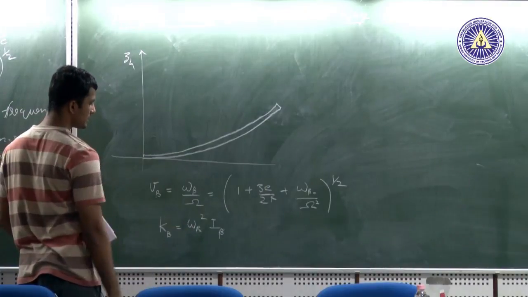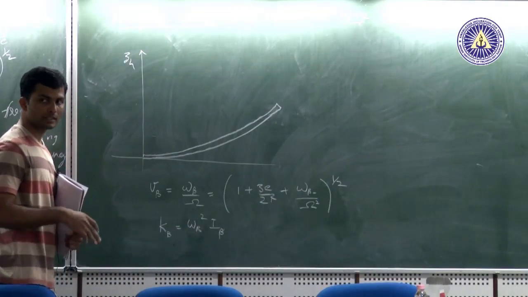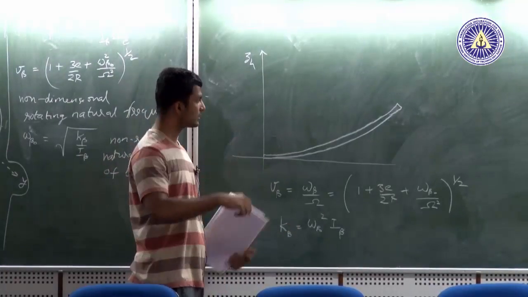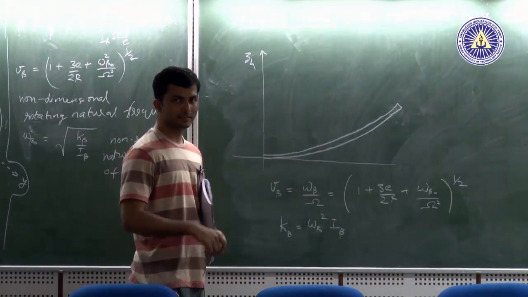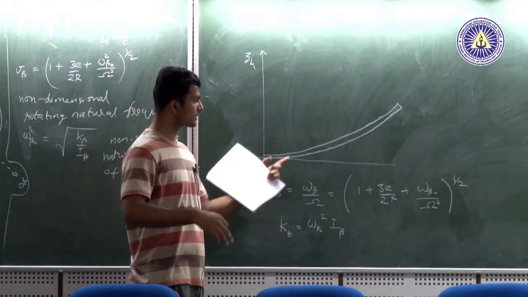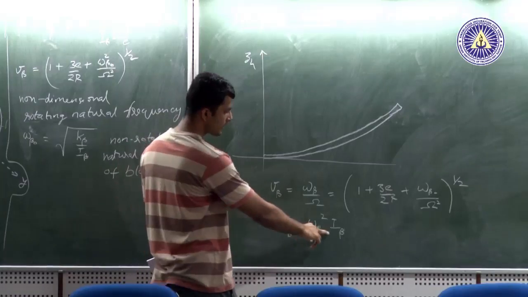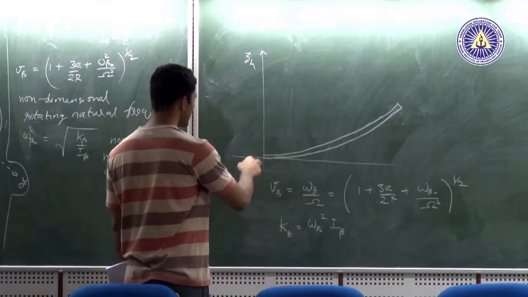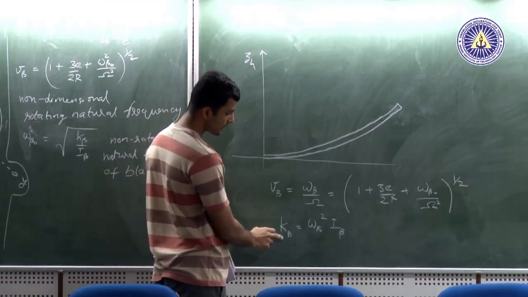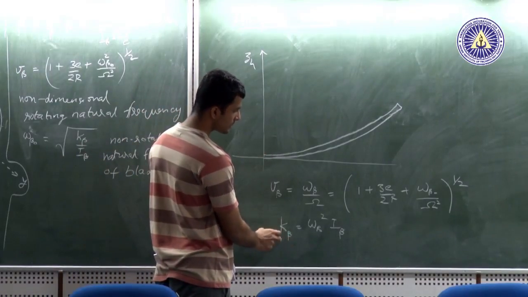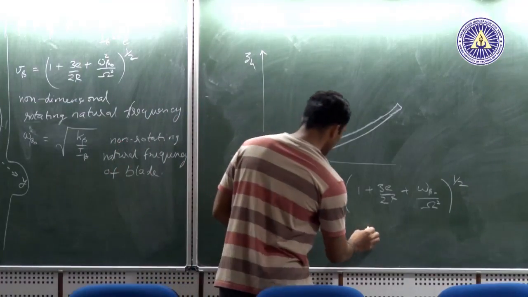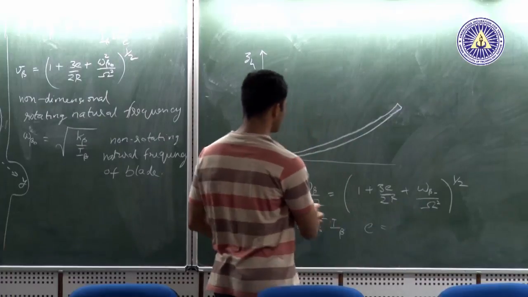Omega beta naught is the non-rotating natural frequency, and this can be measured by tapping the blade and measuring the natural frequency of this blade. So this is measurable, and I beta is your moment of inertia about this axis, that can also be measured, and from that you can obtain k beta. And once you have k beta, you can get E just by inverting this relation.